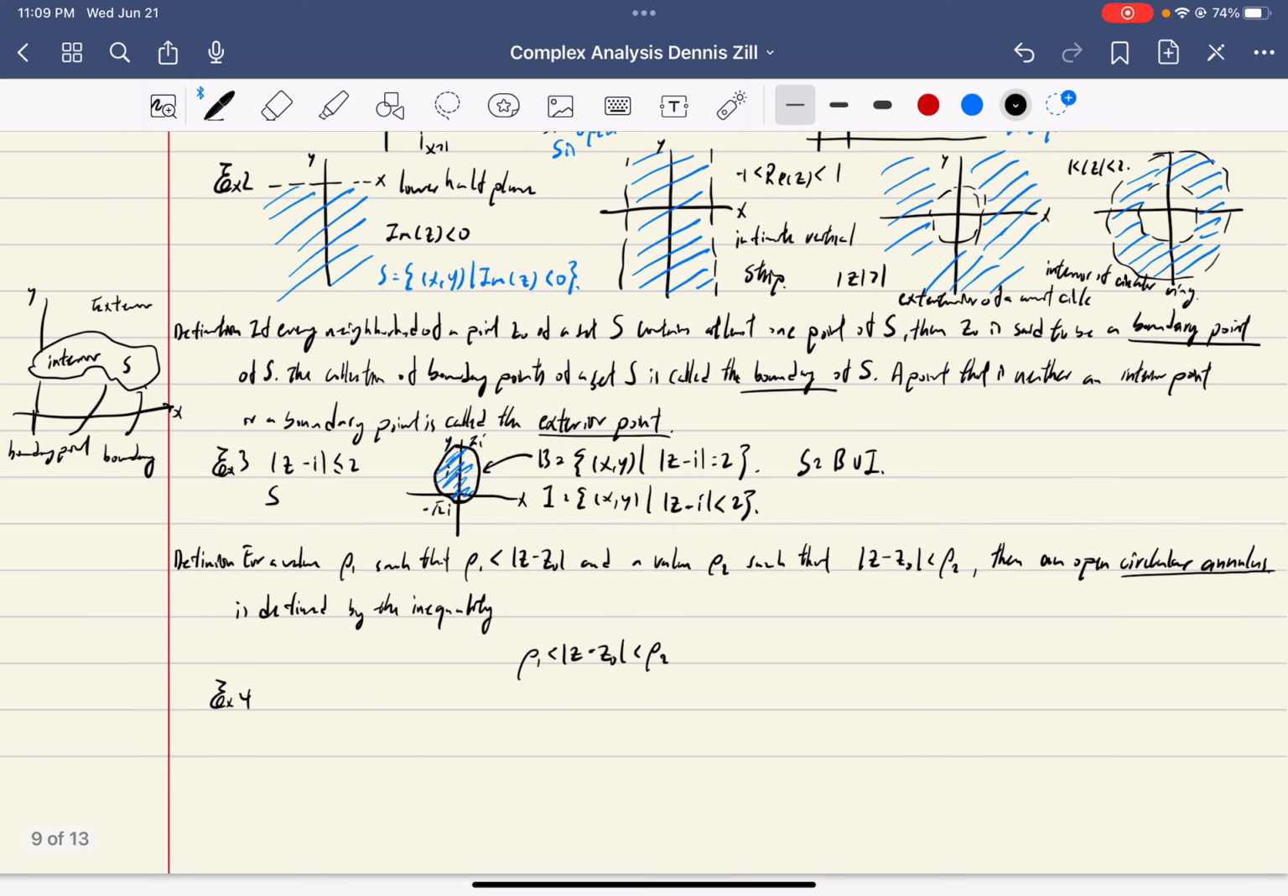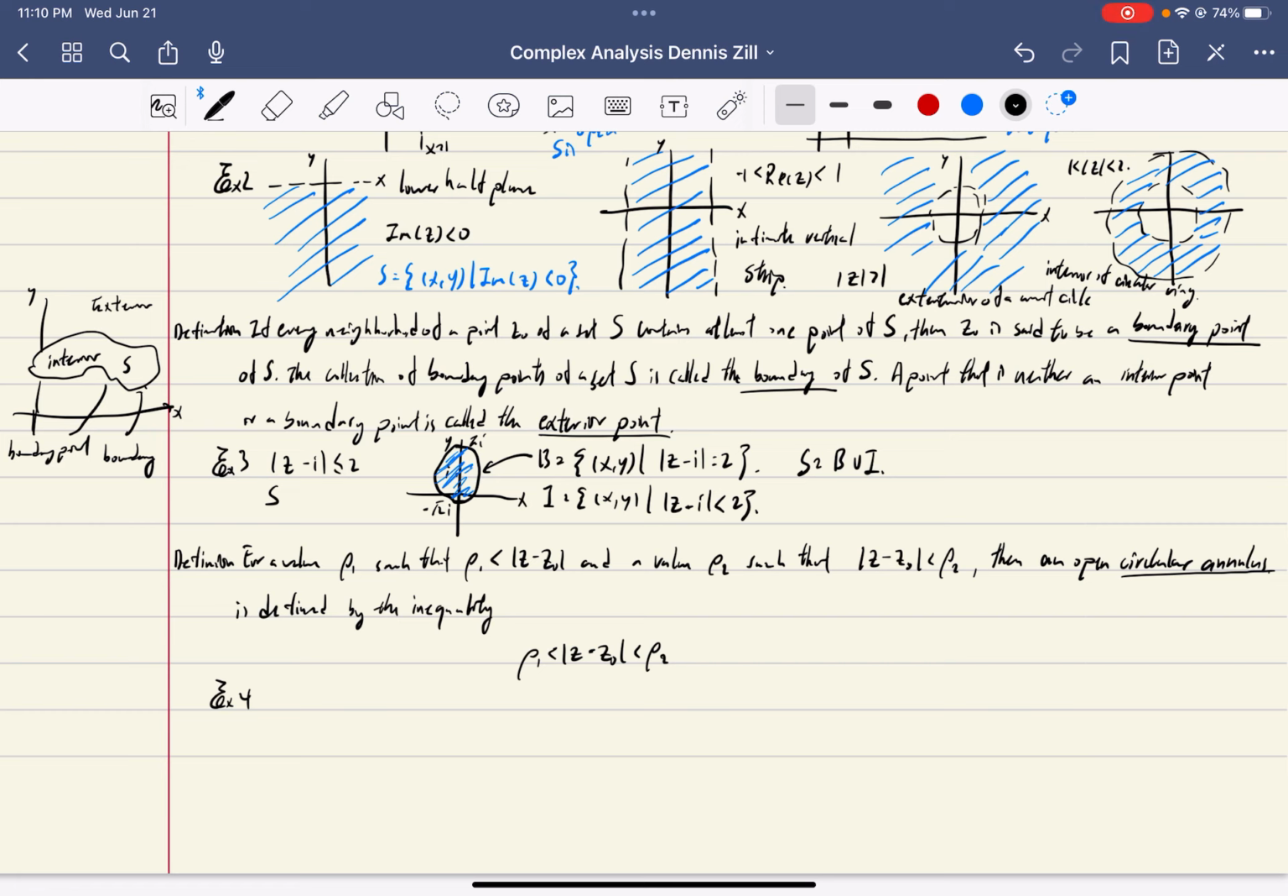And now, for a value rho 1 such that rho 1 is less than the modulus of z minus z naught, and a value rho 2 such that rho 2 is greater than the modulus, right? Then an open circular annulus, I think that's how you pronounce it, is defined by the inequality rho 1 is less than the modulus of z minus z naught, which is less than rho 2, right?